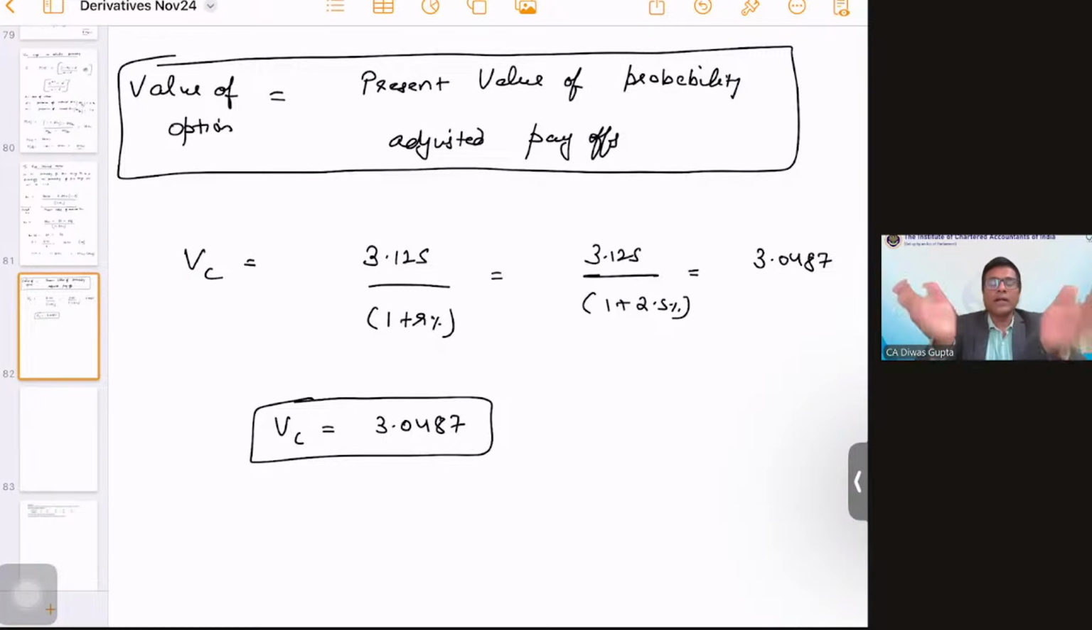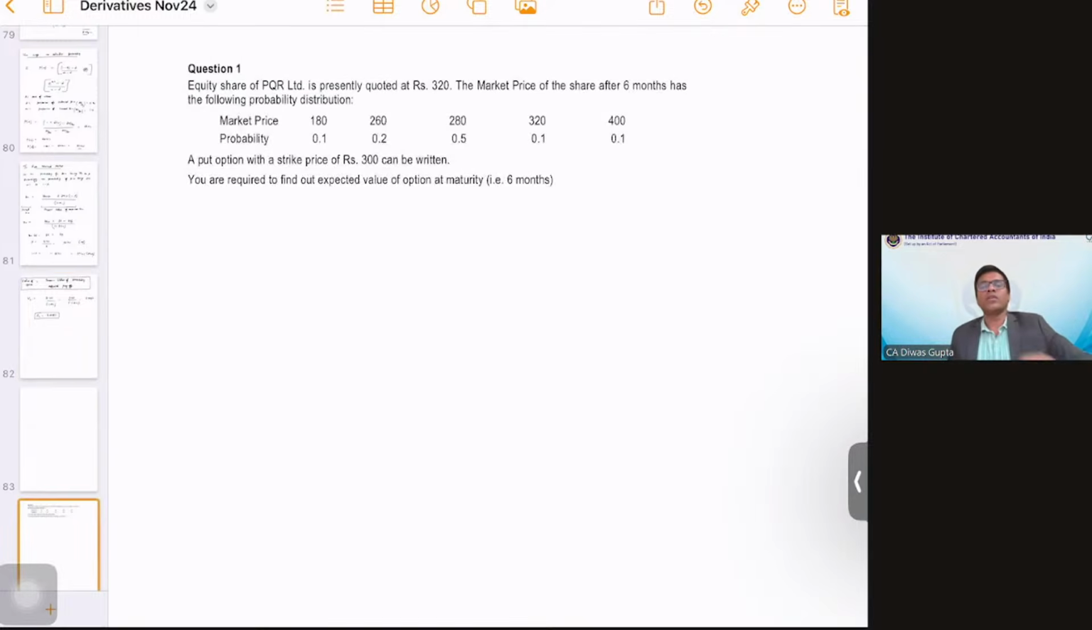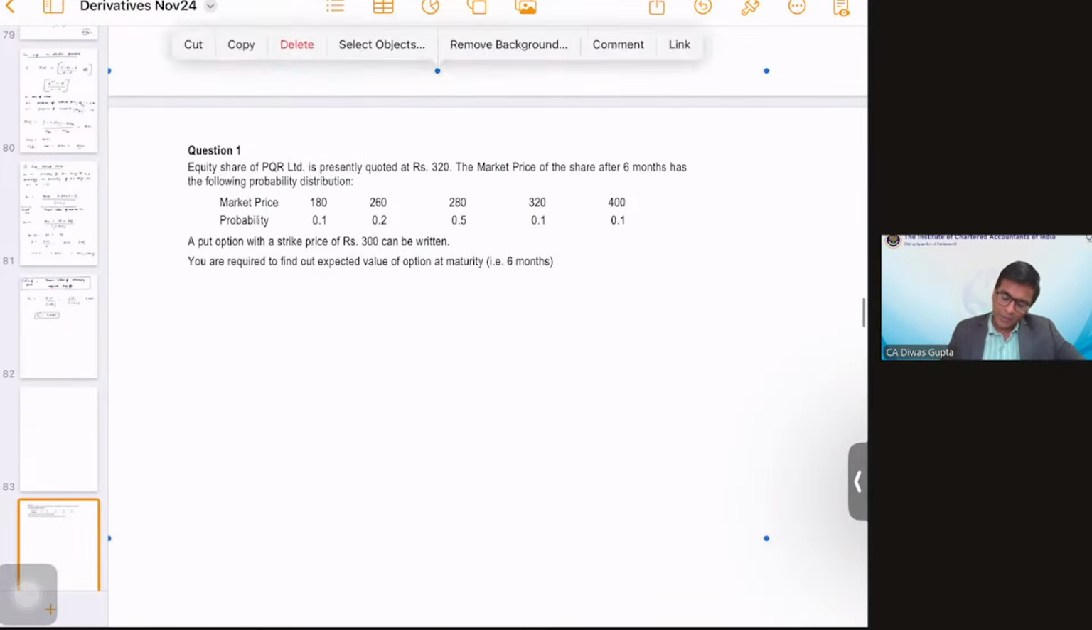We have to calculate the probabilities for the prices going up and down, take the weighted average of the payoffs at maturity using the probabilities, and take the present value of it. That becomes the value of the option. Whether it is a call option or a put option, the approach remains similar. Now let's attempt question number 1 from the second assignment that was there on the portal.